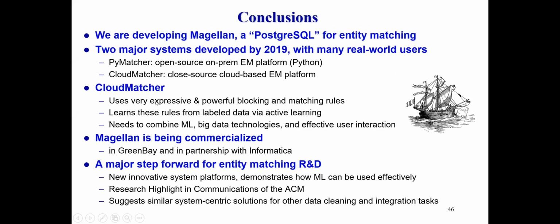Let me conclude. What we have been doing in the past 5-6 years is developing Magellan, which we view as like a PostgreSQL for entity matching. We have developed two major systems. PyMatcher is open source. They could be used, but they are a little bit neglected right now because we are pretty busy with our startup and Informatica. CloudMatcher is unfortunately closed source. We wanted to open source it, but then we got acquired, so we are not allowed to open source it anymore.